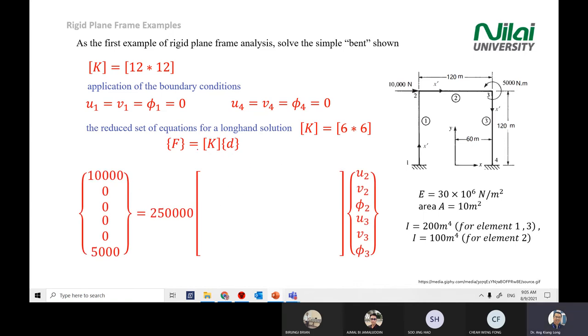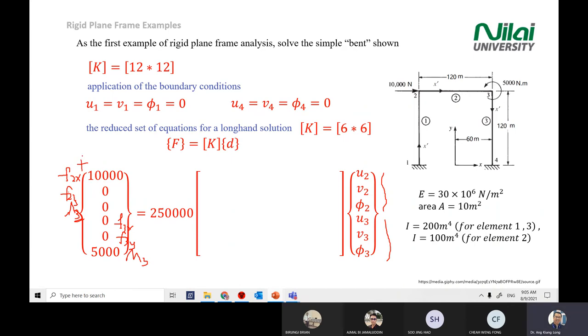You are looking at this equation. After you reduce 12 times 12 to 6 times 6, because you are closing point 1, U1, V1, rotation 1, U4, V4, rotation 4, you are seeing only the point 2 and point 3 equations. So U2, V2, rotation 2, U3, V3, rotation 3. And then on the left-hand side here is actually F2X, F2Y, and moment 2, and the same, F3X, F3Y, and moment 3. So that's why you have a 10,000 here, positive.